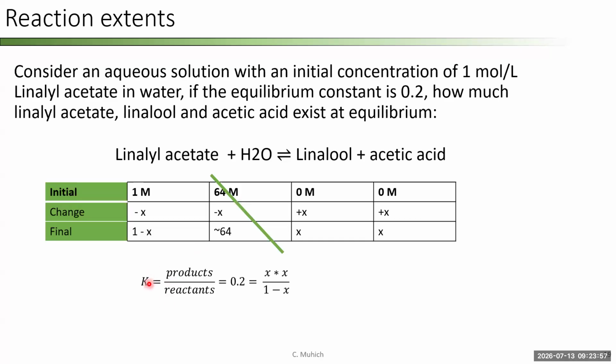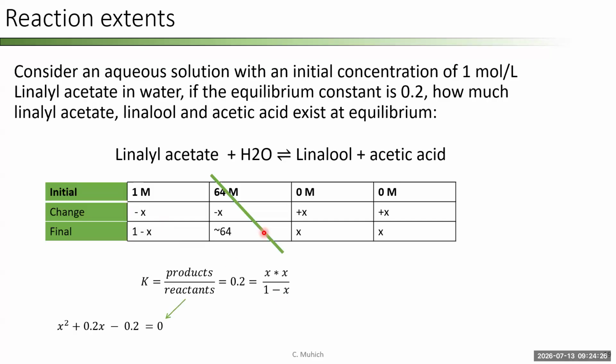So remember, we also say that K, our equilibrium constant, is our products over reactants. That's 0.2. And so we can look over here. What are our products? Linalool and acetic acid. What's their concentration? x and x. So I have x times x. What's the concentration of the reactants at the end? Well, it's 1 minus x. So that goes down here.